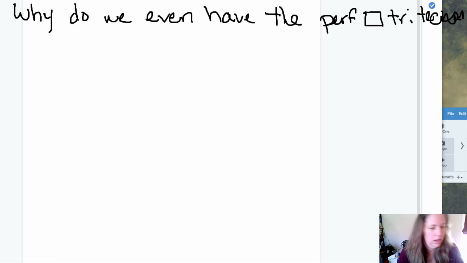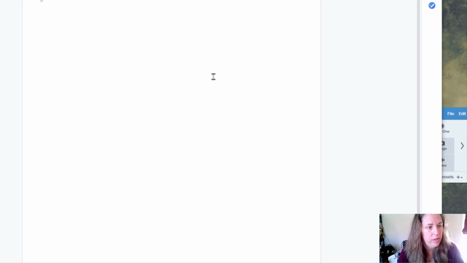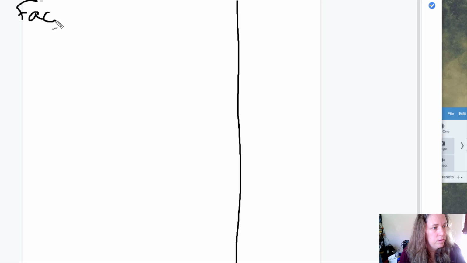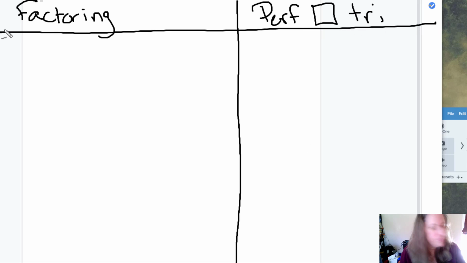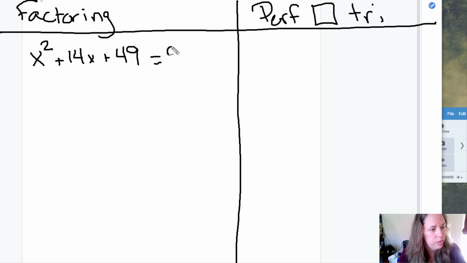So we're going to look at solving by factoring and solving by the perfect square trinomial technique. We'll do our regular solve by factoring over here, and we'll do our fancy perfect square trinomial technique over here. Okay, so let's do x squared plus 14x plus 49 equals 25.